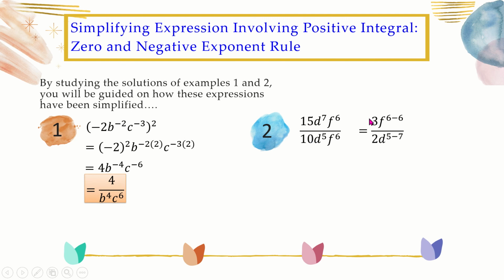So pila ka 5 sa 15? Tulo. Akong gi-reduce daan. Pila ka 5 sa 10? Duha. Mo nang 3 over 2.